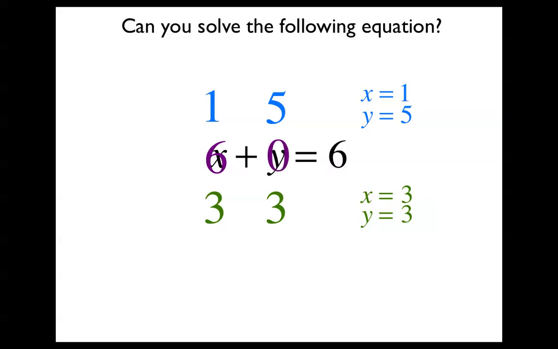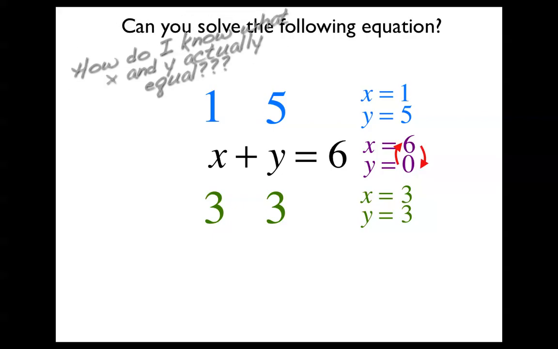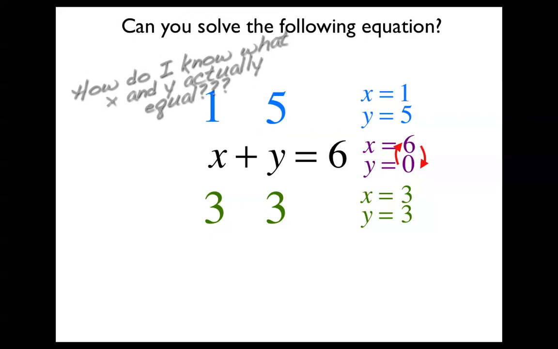What if x was 6 and y was 0? Wouldn't that make it a true equation as well? But then wait a second, y is the 6. Couldn't they be switched around? And wait a second, couldn't I just keep coming up with, oh no, there's a whole bunch of different ways you could solve this. And I don't know what the actual solution is. What's the real solution here? I have a bunch of ideas of what it might be, but how do I know what x and y actually are?